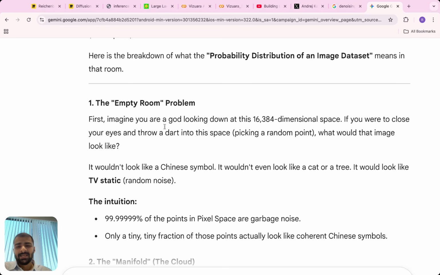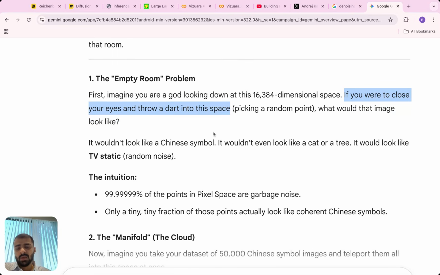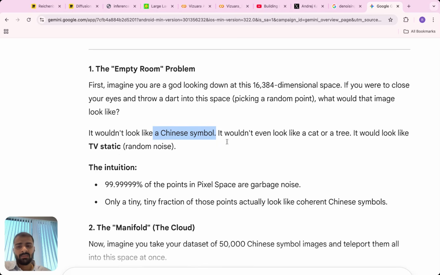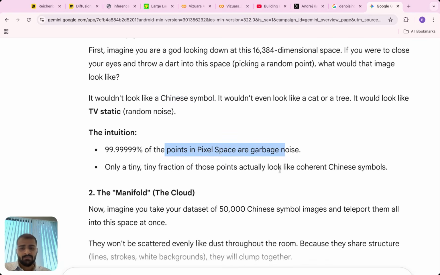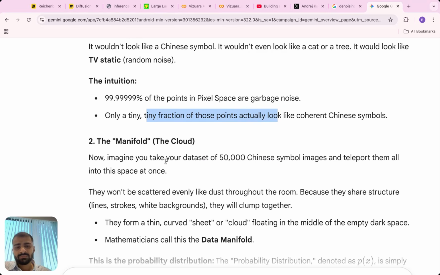Okay. First, imagine that you are a god looking down at this 16,384-dimensional space. If you were to close your eyes and throw a dart into this space, what would that image look like? It wouldn't look like a Chinese symbol, right? It wouldn't even look like a cat or a tree. It would look like random noise. So 99% of points in the pixel space are garbage noise. Only a tiny, tiny fraction of those points actually look like coherent Chinese symbols.